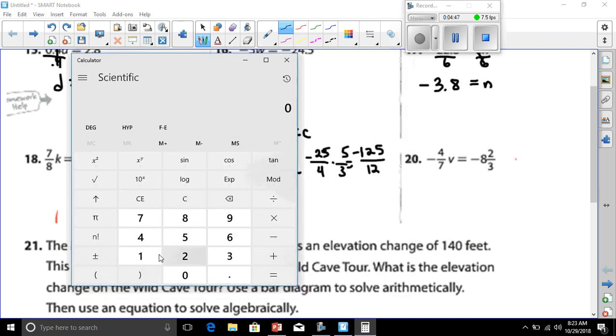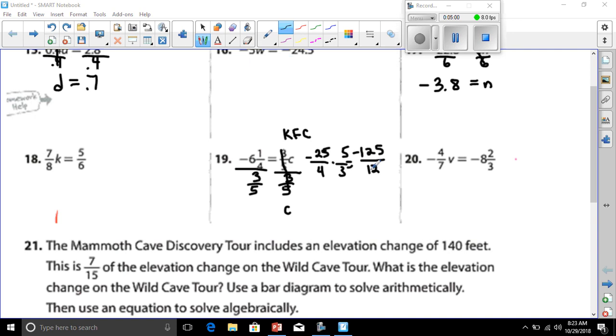Well, 125 divided by 12 is going to equal 10. Okay, so I know I've got 10 there. That made sense, right? And we know there's going to be a negative number because it was negative. And what's going to be left over? Well, let's think about it. 10 times 12 is 120. 125 minus 120. That's going to leave me 5 over 12.